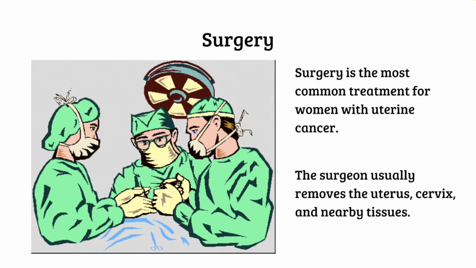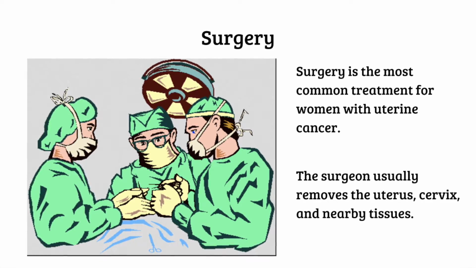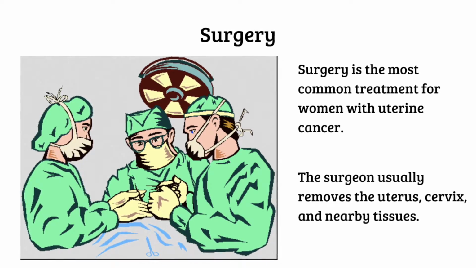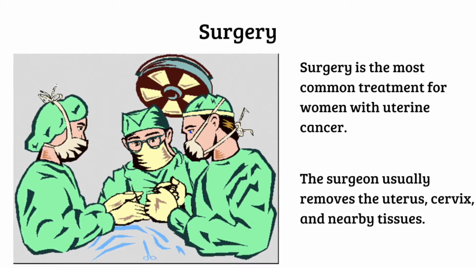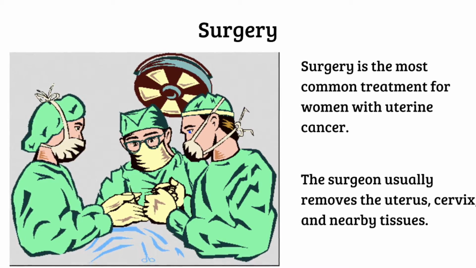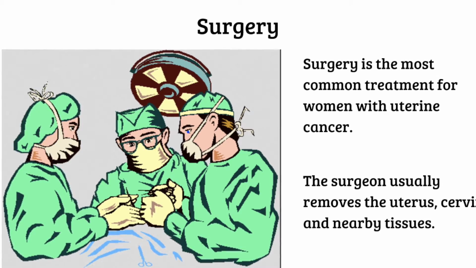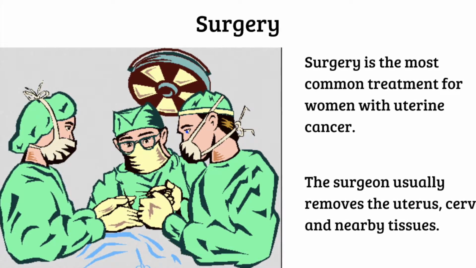Okay, so surgery is the most common treatment for women with uterine cancer. The surgeon usually removes the uterus, cervix, and nearby tissue. This includes the ovaries, fallopian tubes, nearby lymph nodes, and the vagina. After surgery, women who haven't gone through menopause yet will stop having their menstrual periods, and they won't be able to become pregnant. For some women, it can affect sexual intimacy.